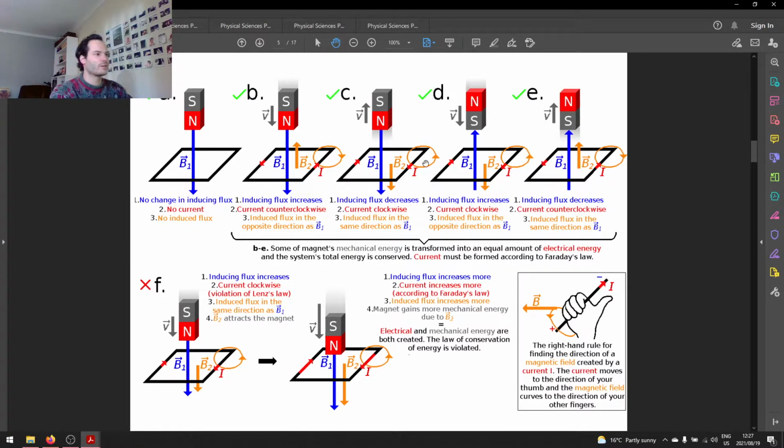I want you all to go through these 5 diagrams. Make sure, especially B, C, D, and E, the last 4, that your right hand rule is telling you the same story as the diagrams. Just to recap here, if the magnet moves towards the coil, flux is increasing and the induced magnetic field will point in the opposite direction to the external magnetic field. Remember, the external magnetic field always points away from north and towards south.